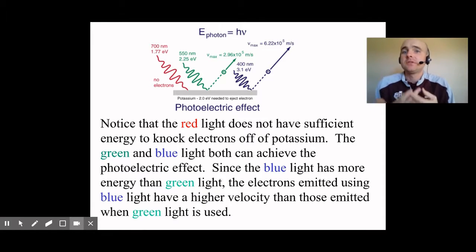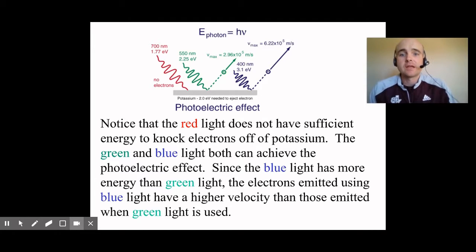He was able to figure this out because whenever he would shine the light on a certain piece of metal, some colors would be absorbed and some colors would be transmitted. The red light is not absorbed. The red light does not have sufficient energy to knock the electrons off the potassium metal. This is the potassium metal here. The green and blue light both can achieve the photoelectric effect, and they will emit an electron at a certain velocity here.